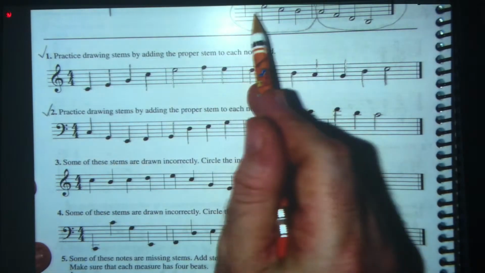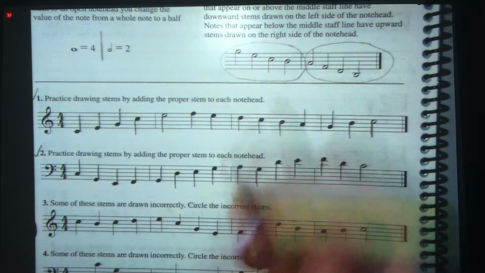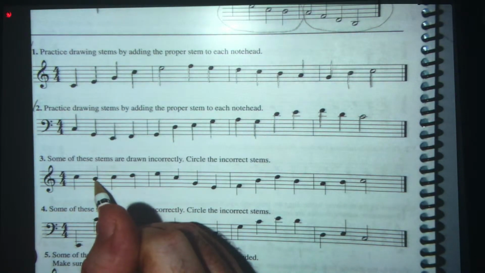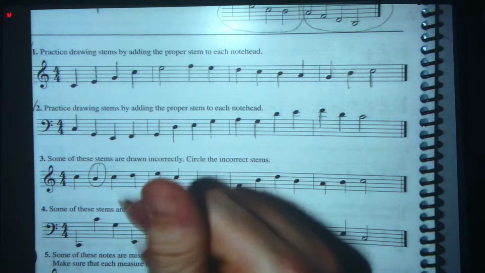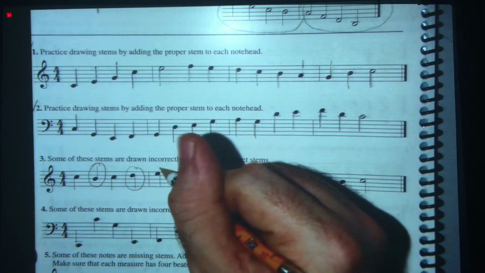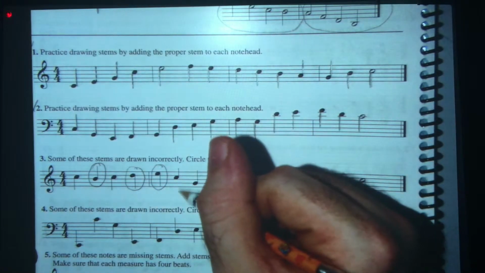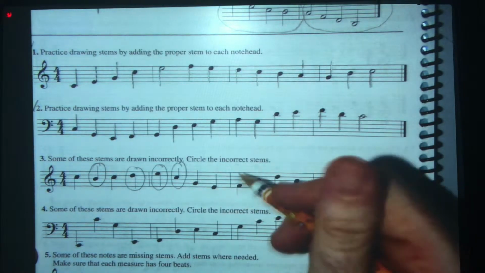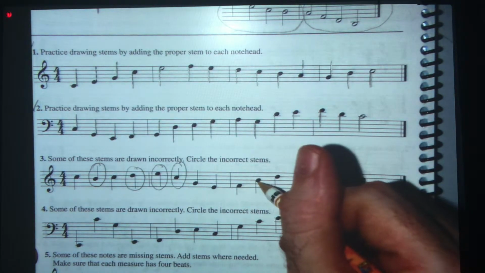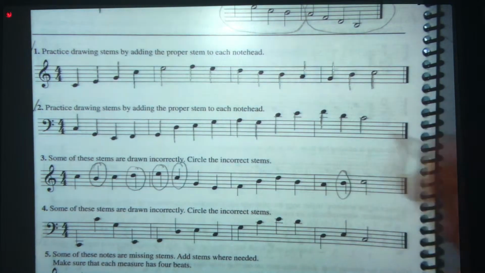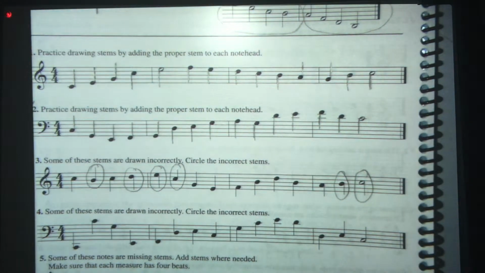Well, let's start by looking for all the ones that should be down and to the left. So that would be third space and above. This one should be down and to the left. Down and to the left. Uh-oh. It's on the wrong side of the note head. Wrong side of the note head. And this one's really bad. Okay, and we're only doing the ones that need to go down and to the left. That's okay, okay. Nope. It's on the wrong side of the note head. There you go. And those are things that I would bust you on as well.